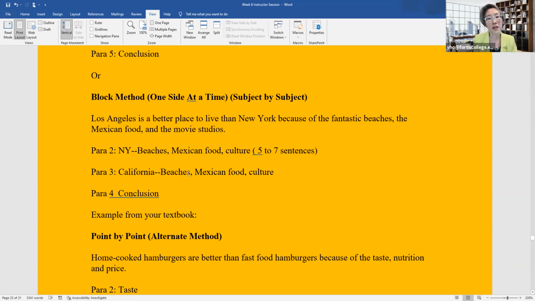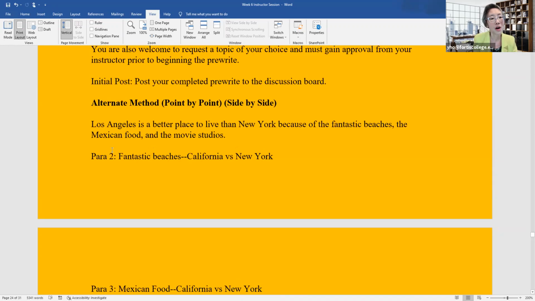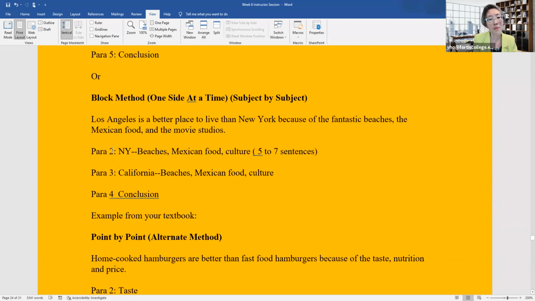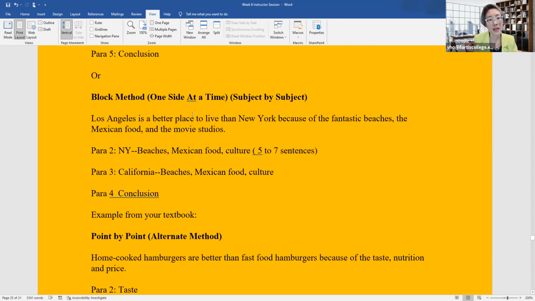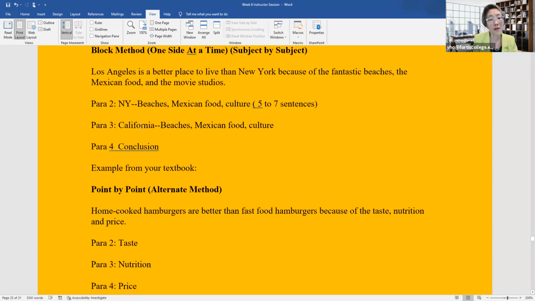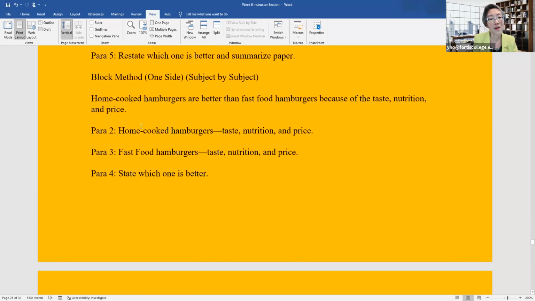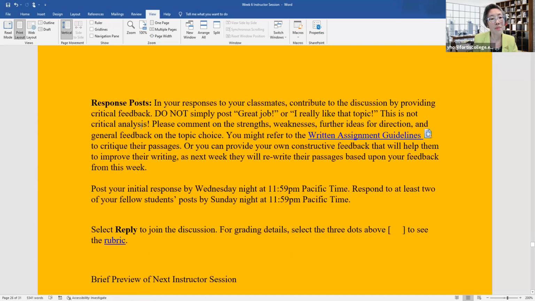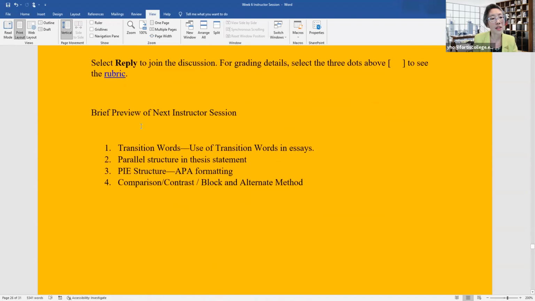So I tell students, if you tend to be very yak like me, then you should use the alternate method. If you are able to be very concise, you can use the block method. And this is the only time you can have 4 paragraphs, okay? So then I have other examples, and you can read through this. And then I'm done.